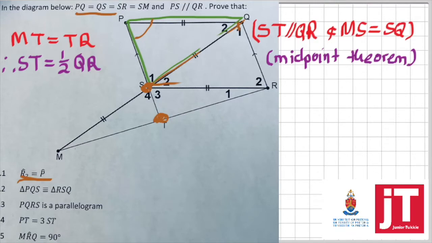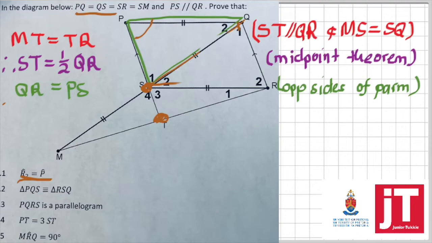Our next step from that, we can say QR is equal to PS. The reason for that, it's opposite sides of a parallelogram. And finally, we say ST is equal to half PS. And if that is the case, we now say PT is equal to 3ST.